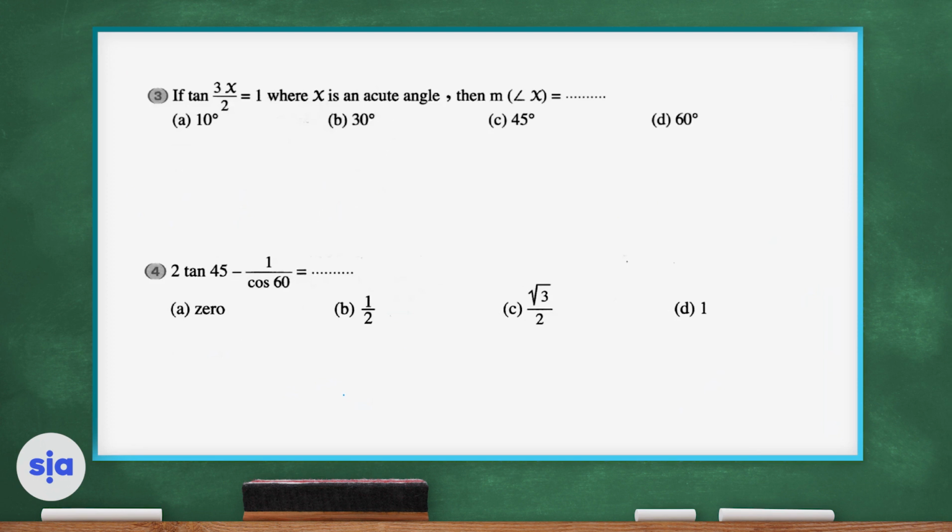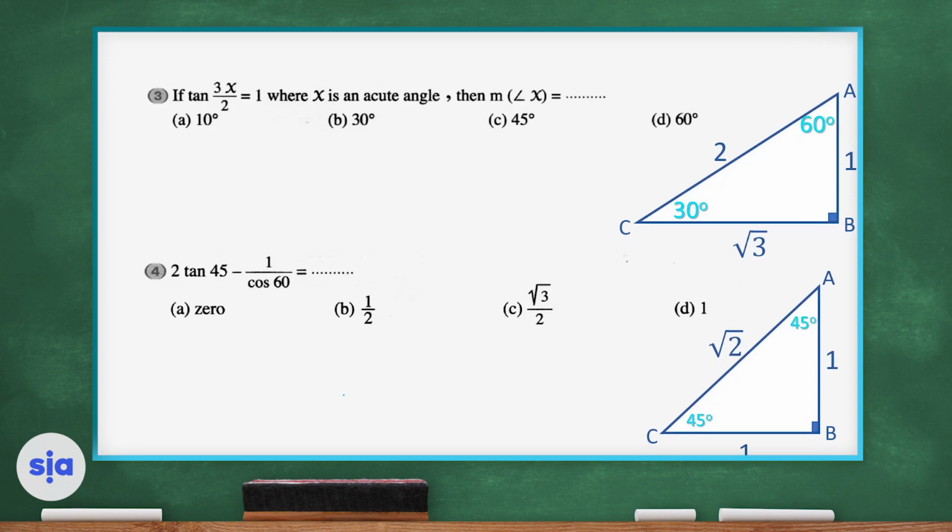Question 3, and also the two special triangles should be in front of you. If tan 3x over 2 equals 1 and x is an acute angle, so I know that you know very well that tan 3x over 2 is equal to 1, which is equal to tan 45. Then 3x over 2 equals 45. So 3x is equal to 90. Then x is equal to 30 degrees. Then the measure of angle x is choice B, which is 30 degrees.